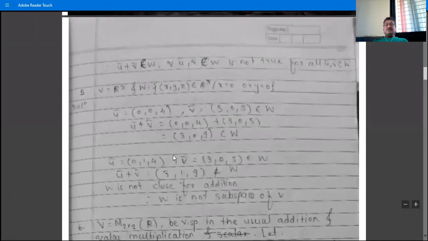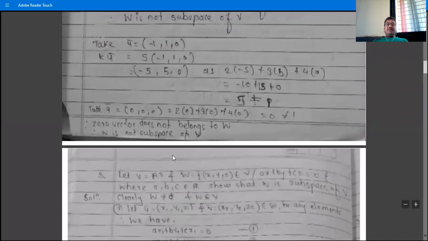So don't write this example as it is for justification. Write this example as a counter example. This is how we can write the counter example. We have to take two elements from W such that their addition does not belong to W, and therefore the first condition fails. And we have to give the counter example for condition number two. That is, some element of W and some scalar K, their multiplication does not belong to W.